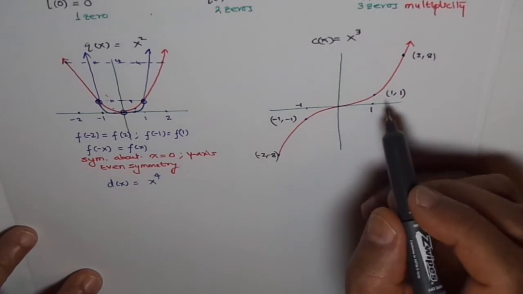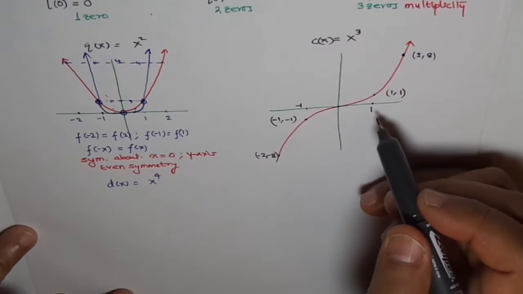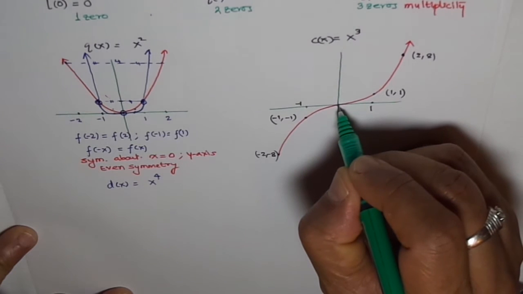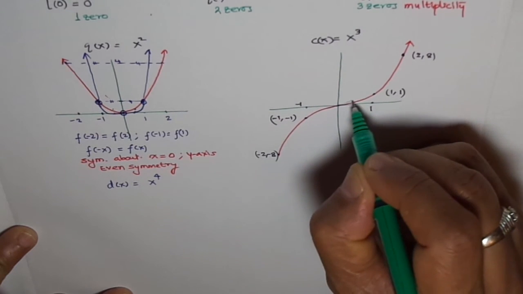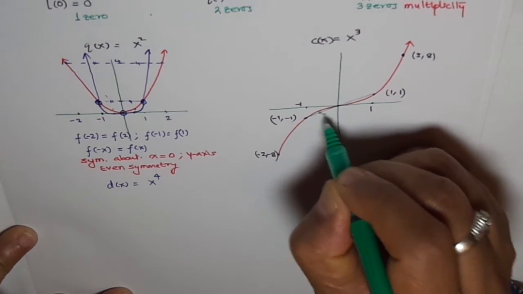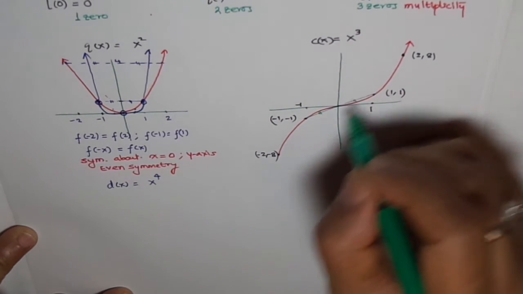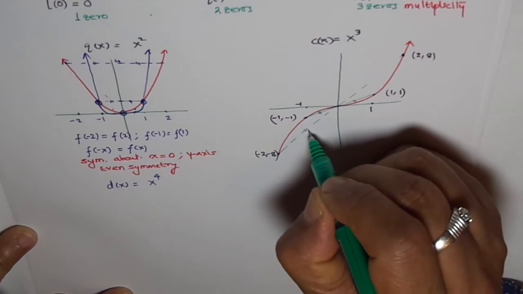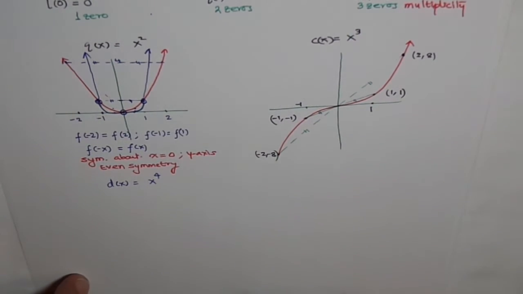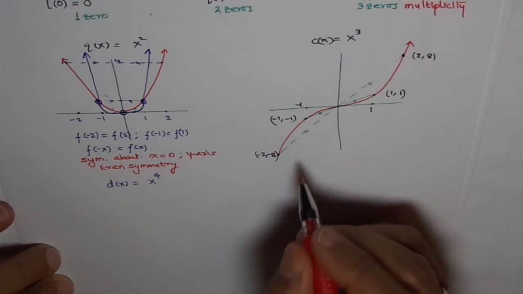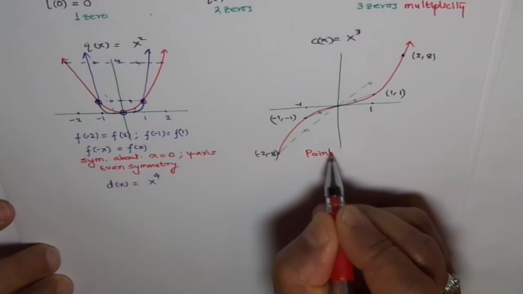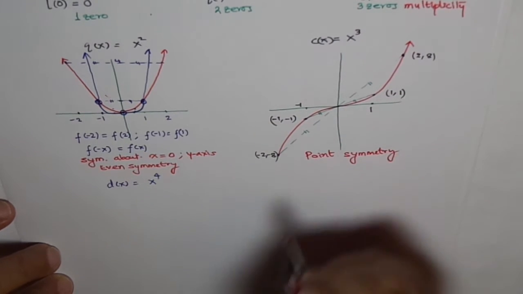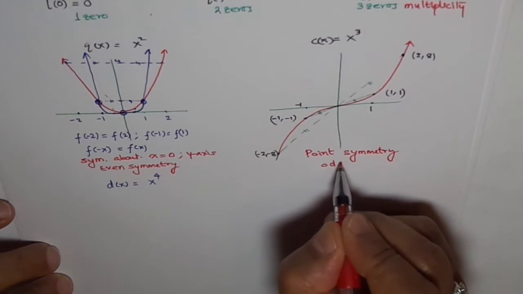Now, you see, this does not have even symmetry, but it has another kind of symmetry. The symmetry here is, if you see from this point, origin, this distance and this distance are same. Similarly, if you check these points with origin, then this distance and this distance is same. So we call this a point symmetry. So they have point symmetry. And these functions are also called odd functions.